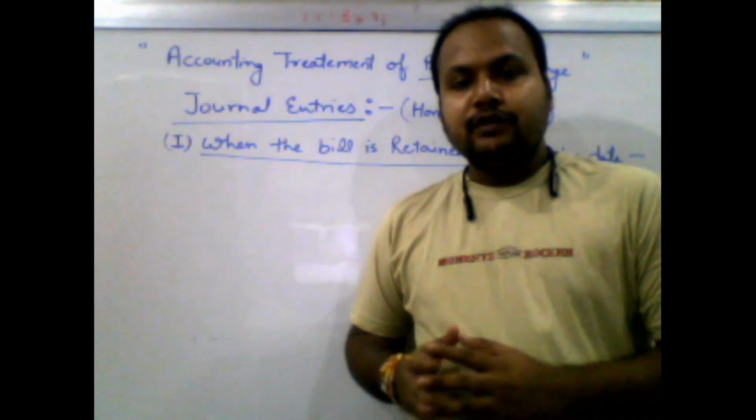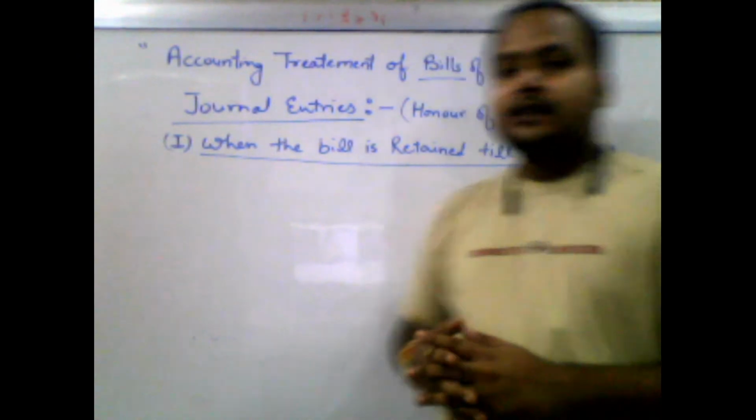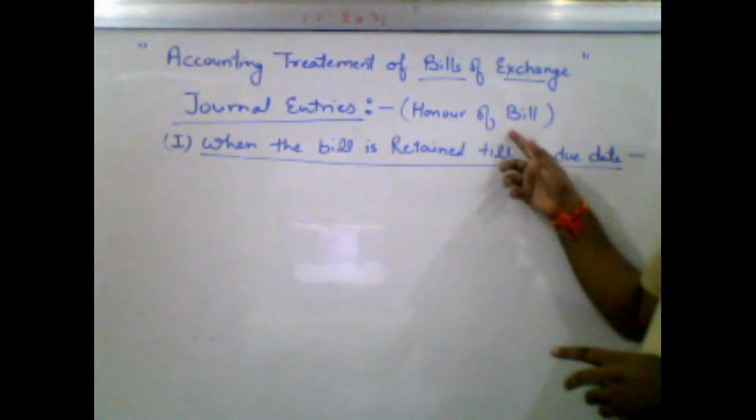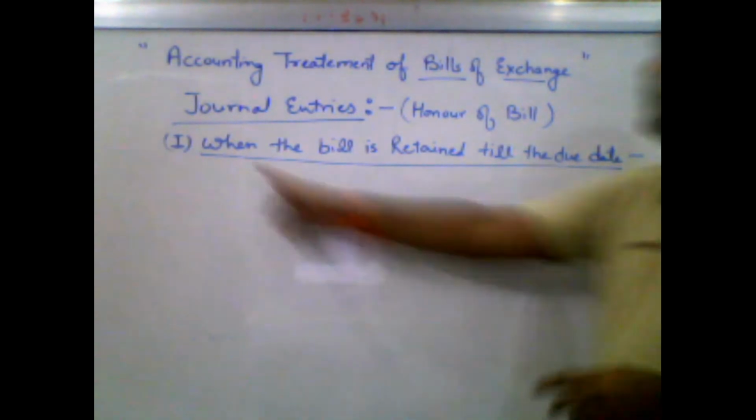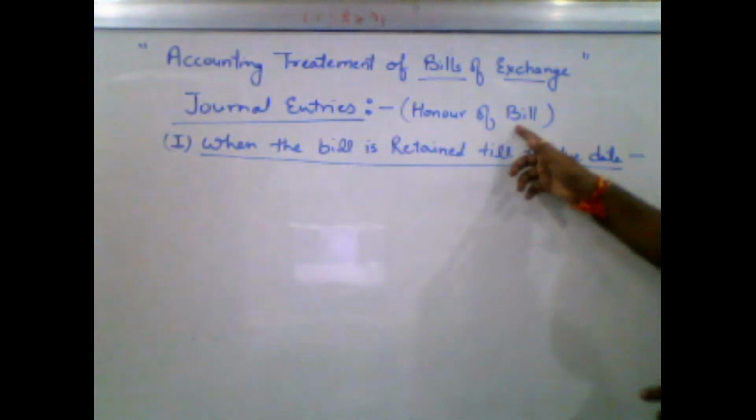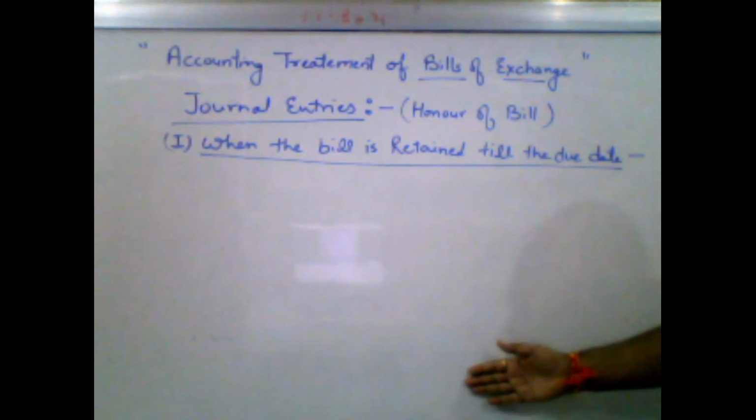So first of all, you know very well कि हम लोग क्या डिस्कस कर रहे थे, the journal entries in the situation of honor of bill. It means हम journal entry डिस्कस कर रहे हैं जब बिल का पेमेंट ड्यू डेट पर होता है और उसमें चारों कंडीशन हम लोग डिस्कस करेंगे वन बाय वन.